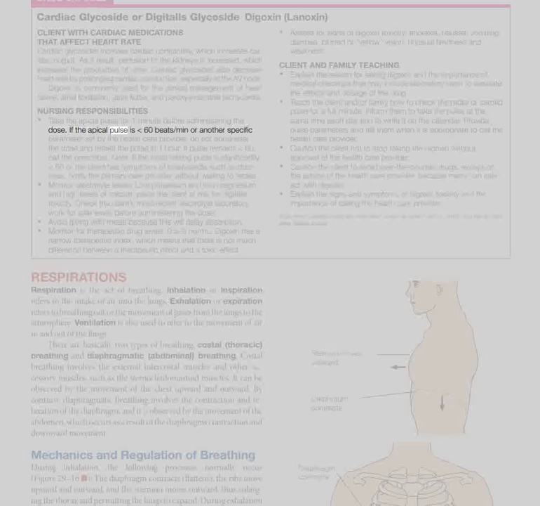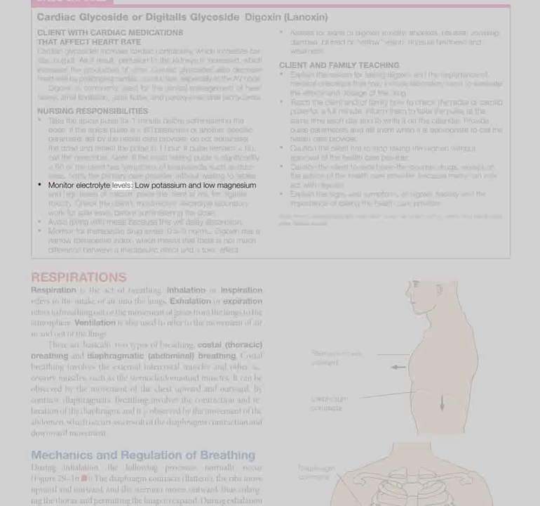If the apical pulse is below 60 beats/min, or another specific parameter set by the healthcare provider, do not administer the dose and retake the pulse in 1 hour. If pulse remains below 60, call the prescriber. Note, if the initial resting pulse is significantly below 60, or the client has symptoms of bradycardia such as dizziness, notify the primary care provider without waiting to retake.